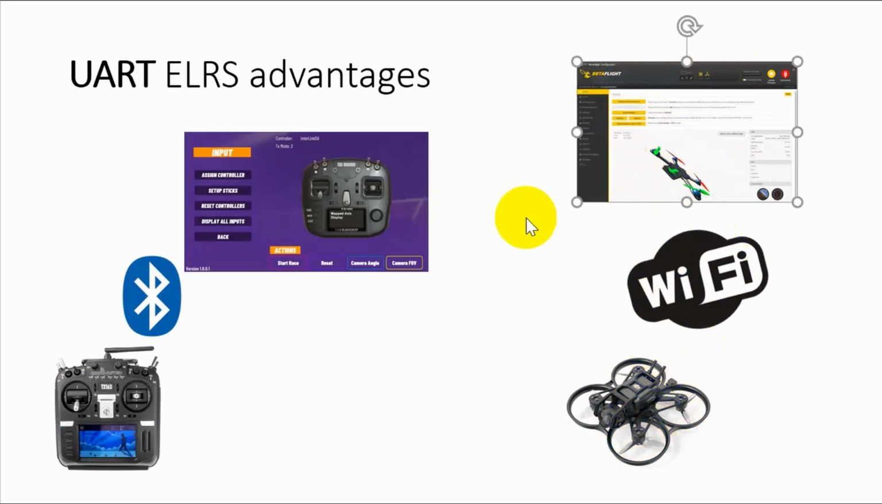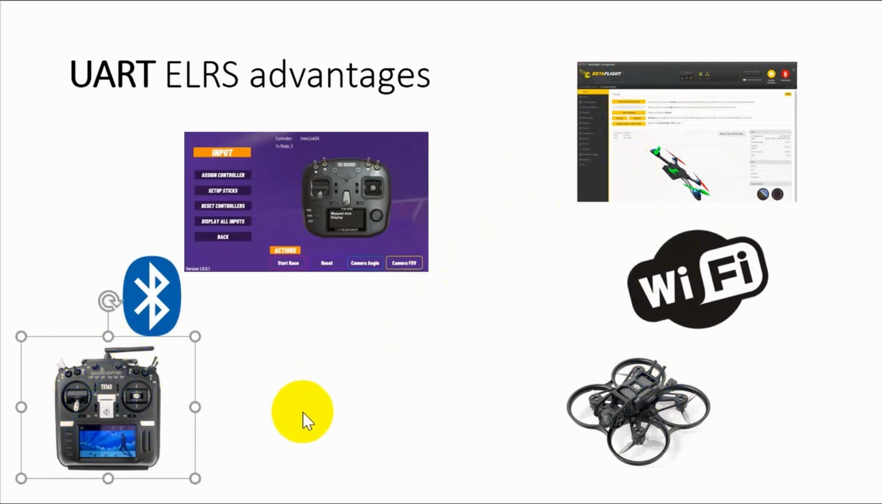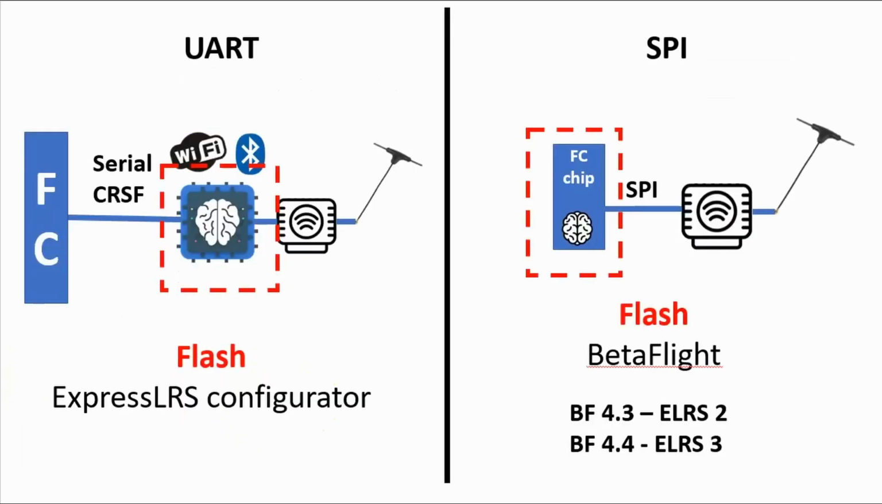There are other benefits, and actually there are a number of them. For example, we have the functionality of a backpack, which allows us to control our goggles from the radio, which is rather interesting. And the flashing methods. If we want to update ELRS software for UART, we should update the software of this chip, the ESP microcontroller. And if we want to update ELRS for SPI, we should update the whole Betaflight software, which is rather big.